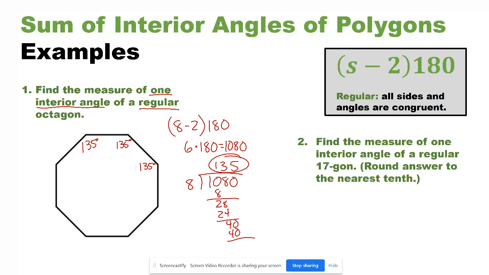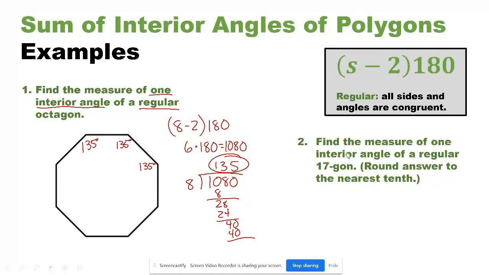Second example here doesn't have a picture. If you read it, it says, find the measure of one interior angle of a regular 17-gon. Well, that sounds funny. That's not a shape you usually hear about. After you get to 10 sides, you have names for all your polygons going up to 10 sides: triangle, quadrilateral, pentagon, hexagon, heptagon, octagon, nonagon, decagon. And then after that, you kind of just start using numbers.